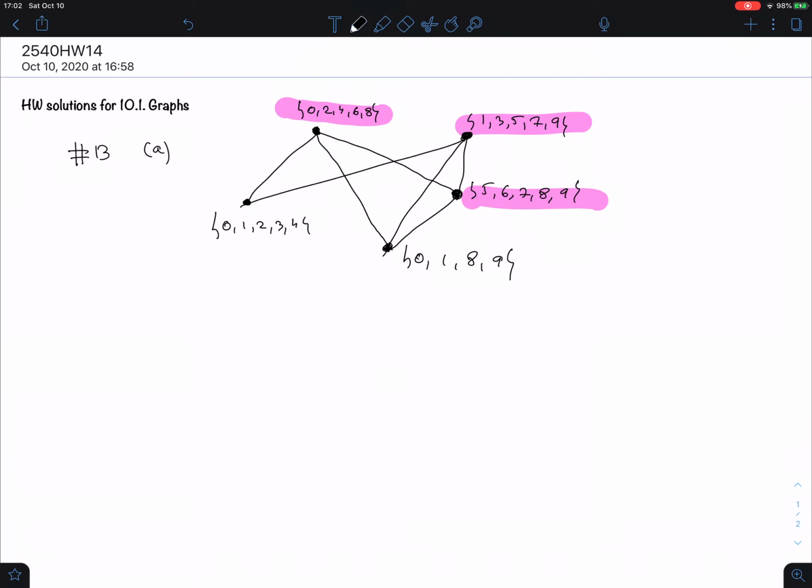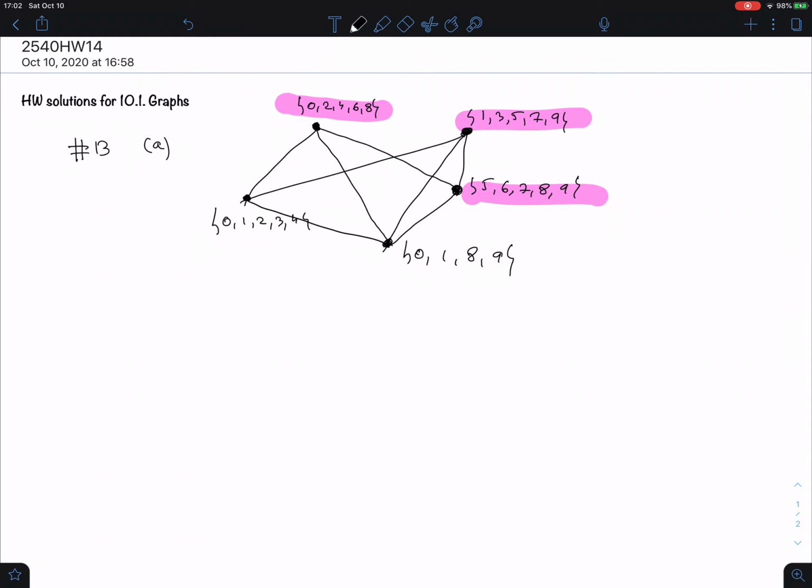And then finally, it doesn't matter which one I take now. This one, has it anything in common? Yeah, it has, so I put an edge between them. And this is how the intersection graph looks. There's nothing to check anymore, so I'm done. Okay. All right, that's how this intersection graph works.